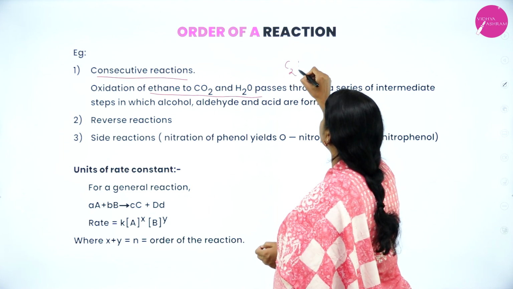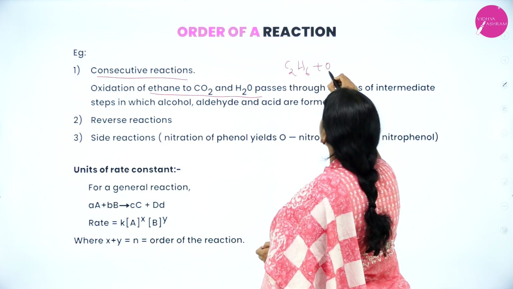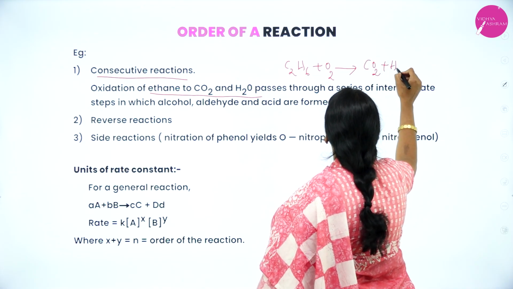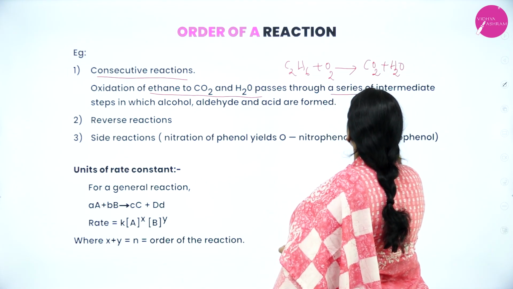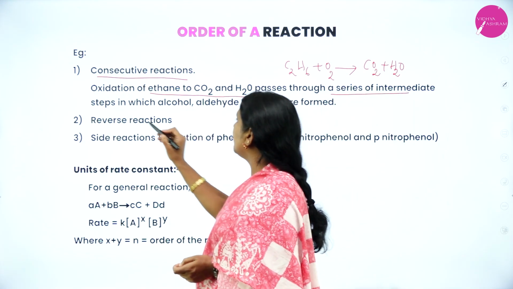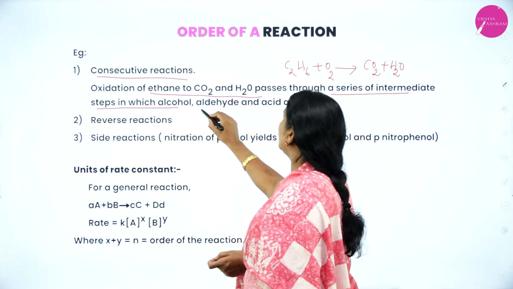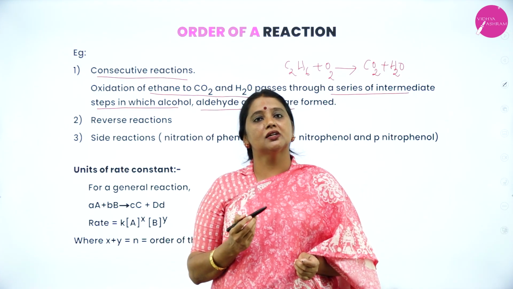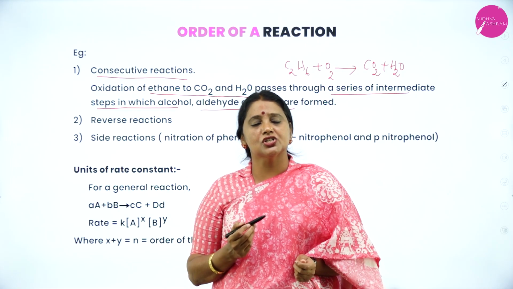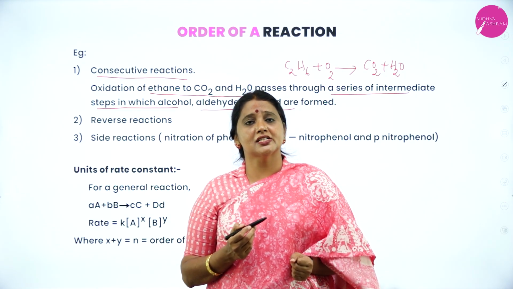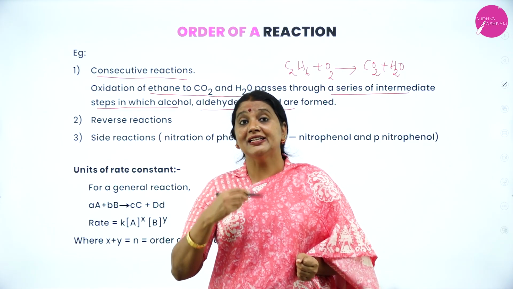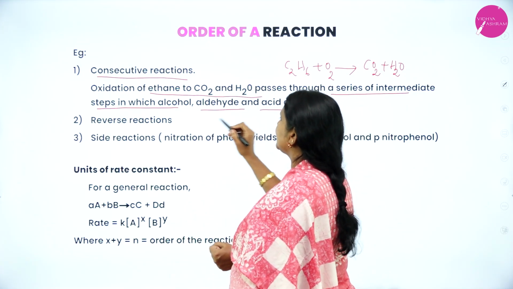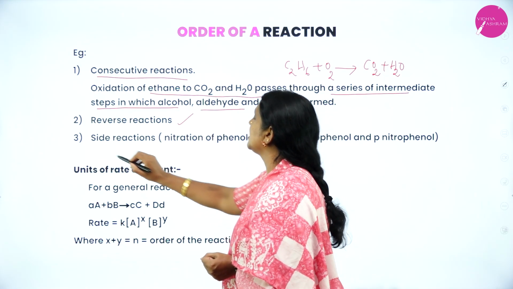Oxidation of ethane. What's the formula of ethane? C2H6. When it undergoes oxidation, it will form carbon dioxide and water. It proceeds through so many intermediate steps in which alcohol, aldehyde and acid are formed. What's the final product? The final products are carbon dioxide and water. But in intermediate steps, there is a formation of alcohol, aldehyde and acid.